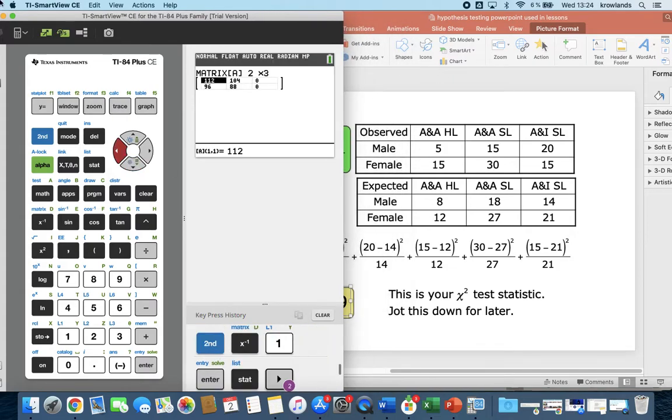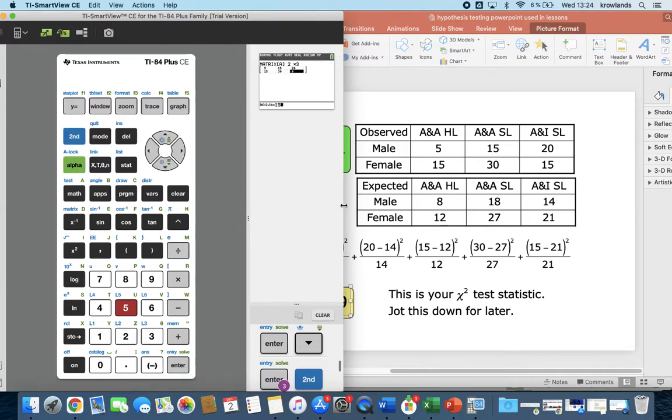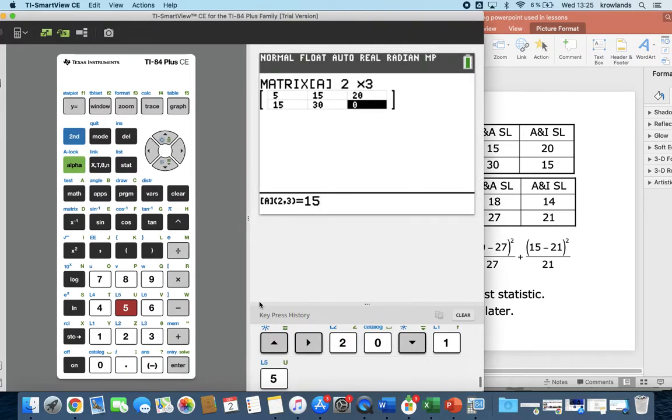Now we're going to put in the observed values. I'm just going to copy in 5, 15. Notice when you press the right arrow, it tends to go down. 15 again. 30, 20, and 15. As before, we are going to work out what the expected matrix is.